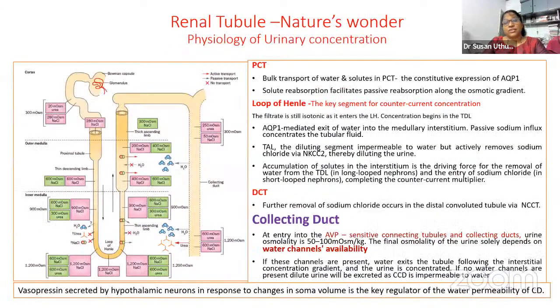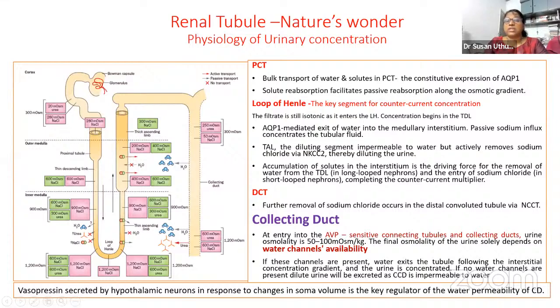So the renal tubule is actually nature's wonder. The physiology of urinary concentration is very interesting. The bulk transport is happening at the proximal tubule, which has constitutive expression of aquaporin 1, as well as solute reabsorption, which facilitates the passive reabsorption along the osmotic gradient. And the loop of Henle is there, with the countercurrent concentrating and diluting mechanism, and urinary concentration is happening. At the end of the loop of Henle, it enters with around 300 and the tubular fluid coming out of the loop is again 300.